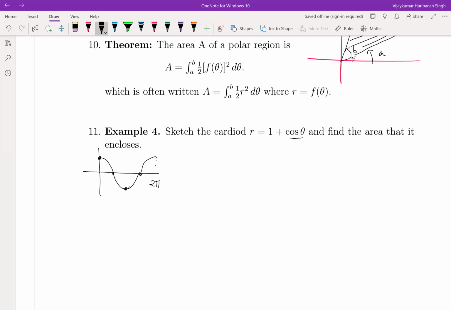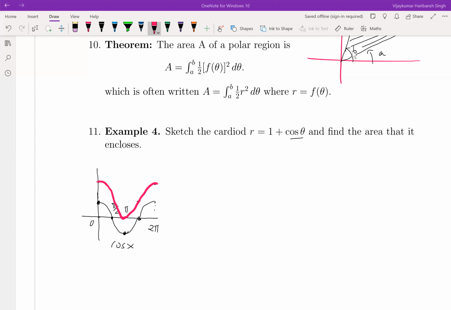So this is 2 pi, this is pi by 2, this is pi, and this angle is 0. This is how cos x looks. Now 1 plus cos x is going to be a shift of this. Again, we draw the same curve, or I can draw it here with a different color. It's going to be a shift up. So this is how 1 plus cos x looks. All right, we are drawing this in Cartesian coordinates. Now we want to draw the polar.